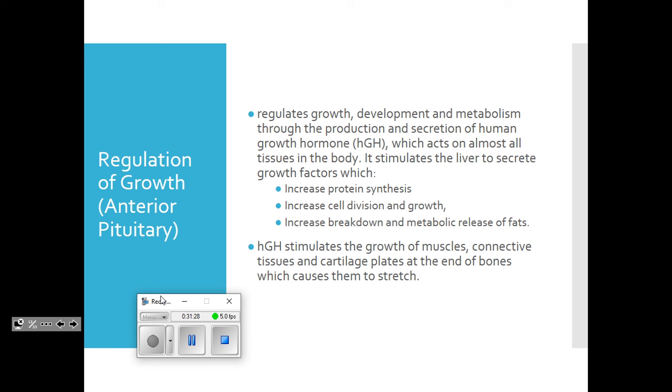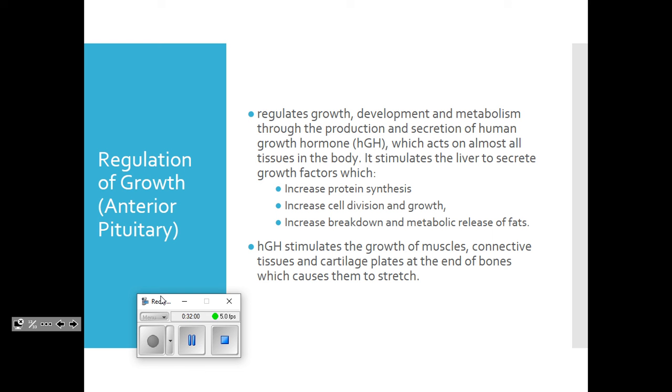It increases cell division and cell growth. Well, that makes sense because if I want the organism to get bigger, there's a limit to how big cells can get, so I also need cell division to make more cells. It also stimulates an increase in breakdown and metabolic release of fats. So breaking down fat, getting energy from that. All of those things could help an organism grow because it's going to help their cells grow and multiply.